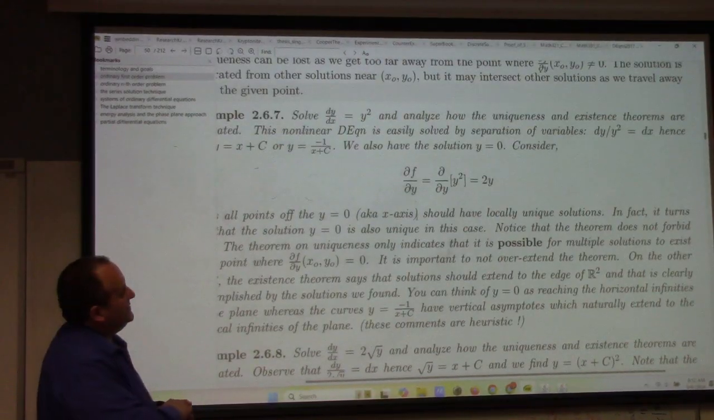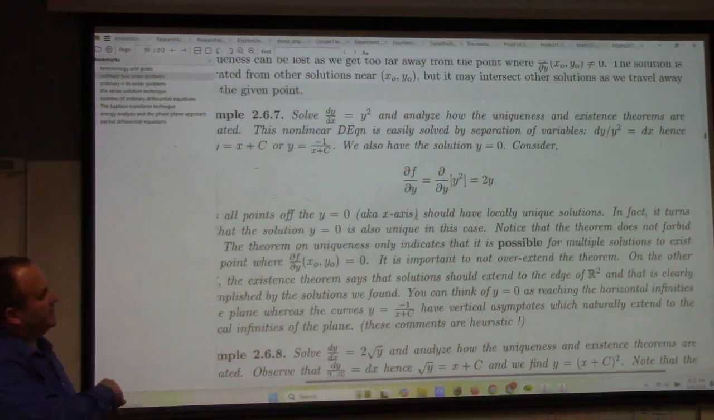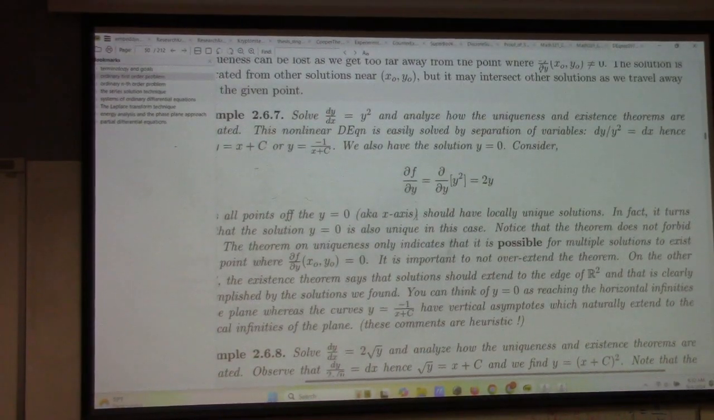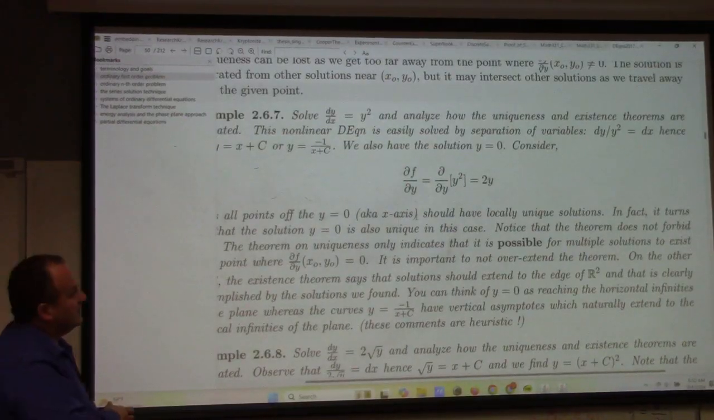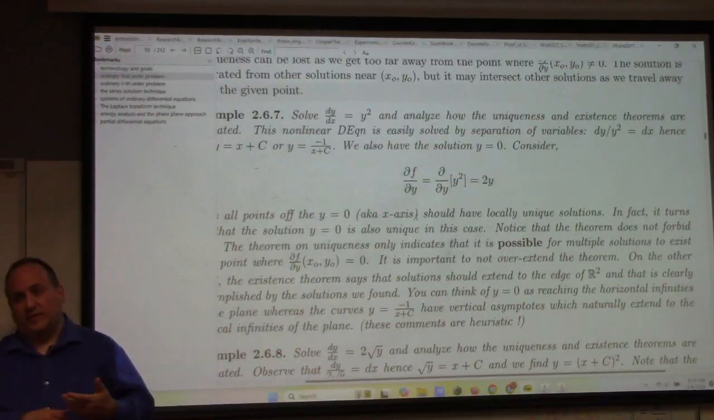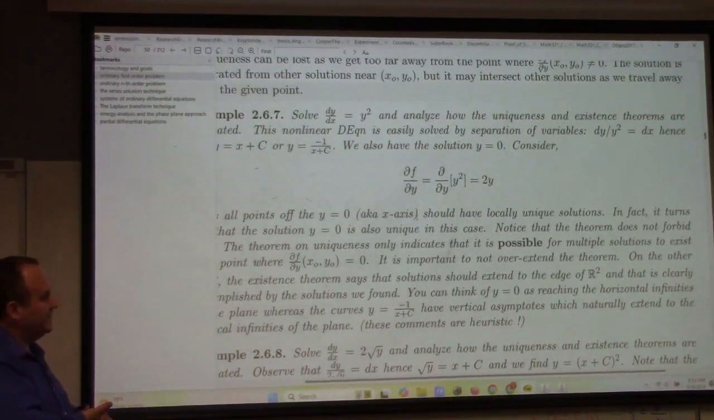So how about this? dy/dx equals y squared. What is the partial derivative? Here, my big F of x, y is y squared. What is partial f partial y in this instance? Well, it's just 2y. So if you believe the theorem, any place except for y equals 0, we can expect a unique solution to go through that point. But at y equals 0, all bets are off.